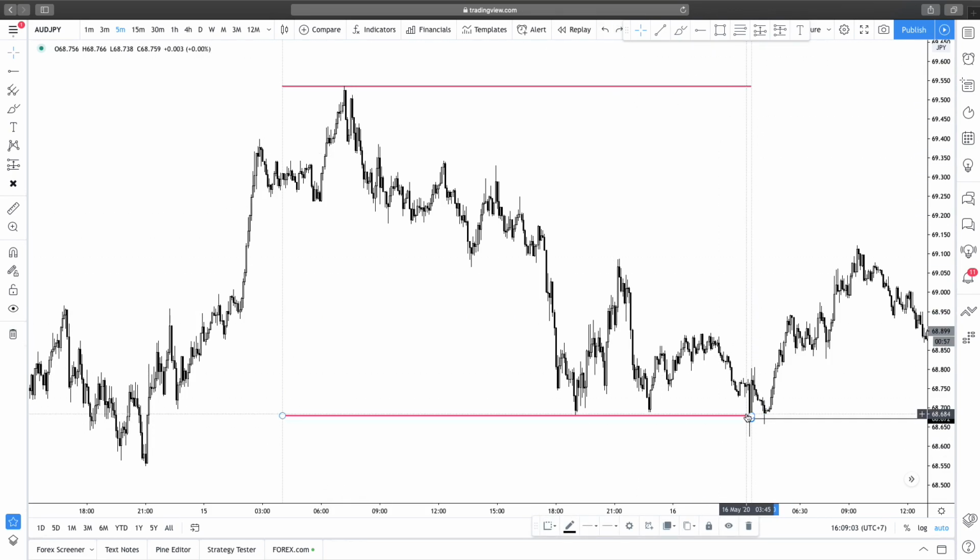Excuse me, the market drives into the price. Let's get rid of that for the moment. Here's the weekly open.